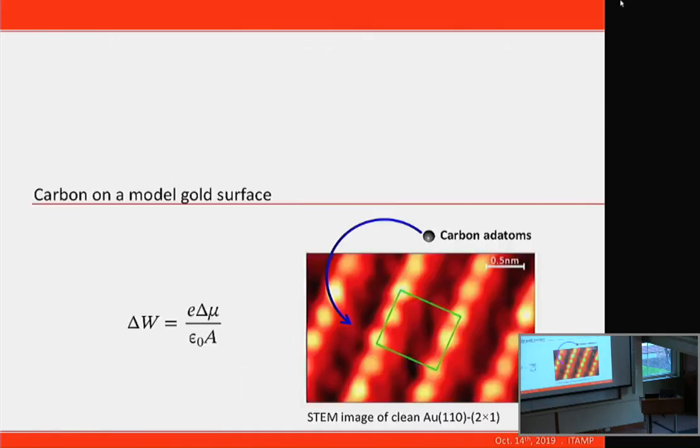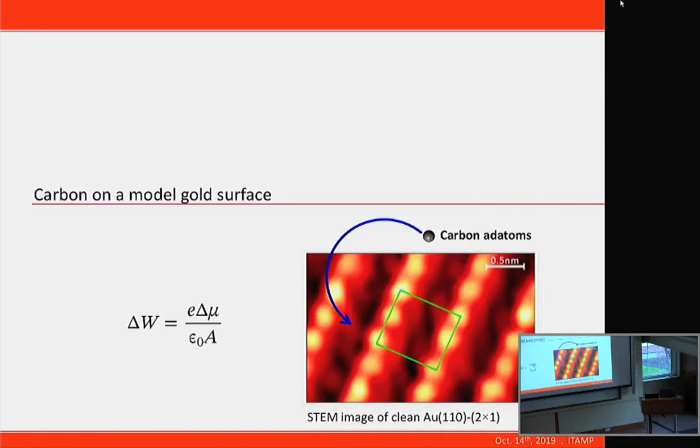Now let's go back and take a look at our more realistic system. This is what's going on in the lab. We can deposit carbon atoms on this surface. The only thing to keep in mind is that in the lab we are measuring the work function instead of the dipole moment that I was talking about. So what is it that we are looking at?